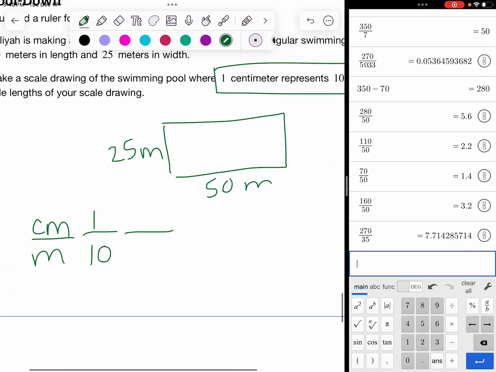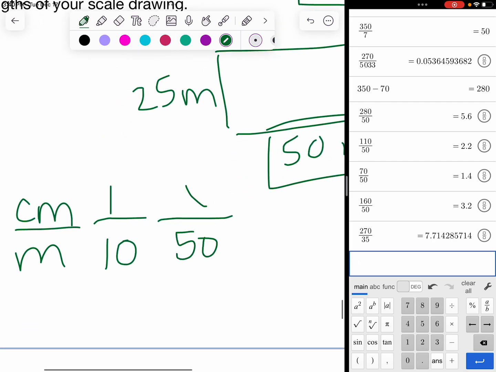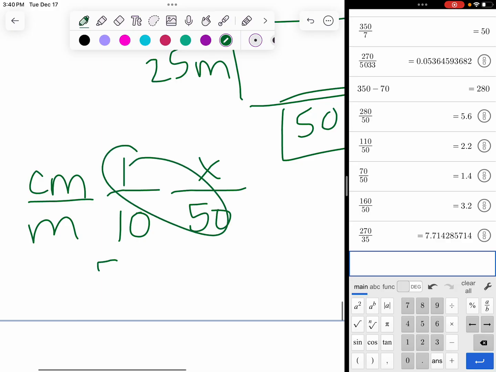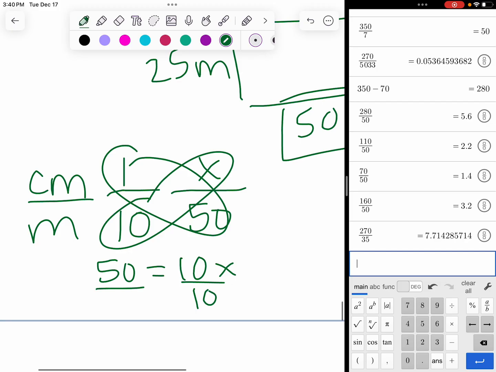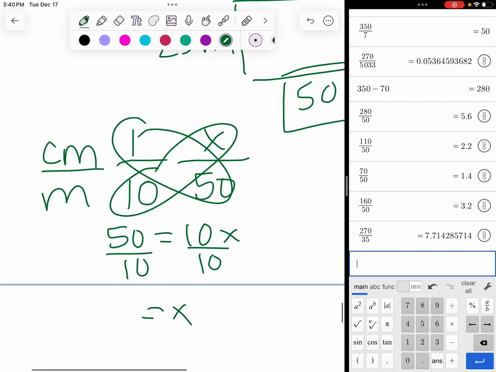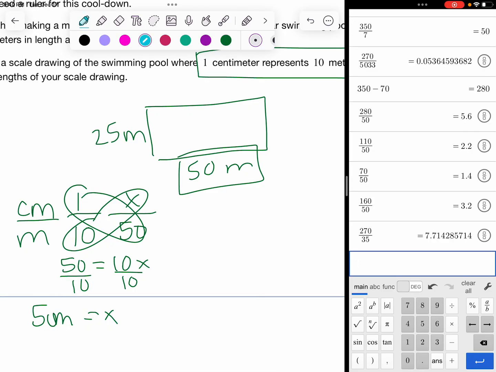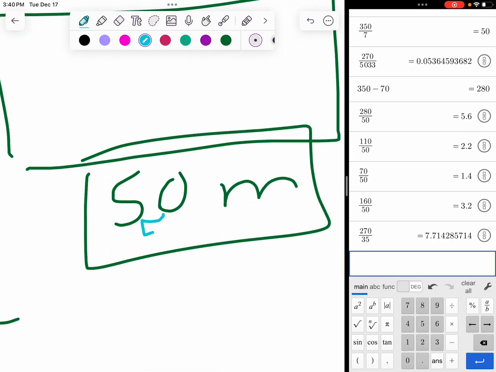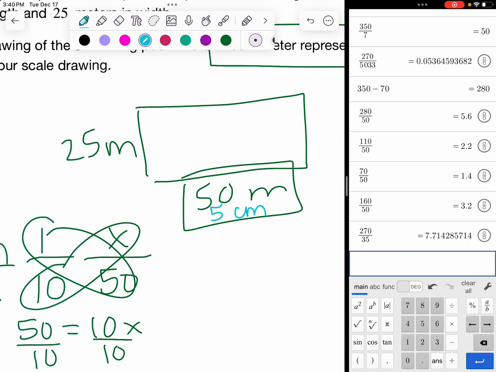And now let's start with our length. Let's start with this 50 meters. That would go on the bottom, x on top. 1 times 50 equals 50. 10 times x equals 10x. We divide both sides by 10, and we get x equals 5 centimeters. So this 50 meters is really 5 centimeters.